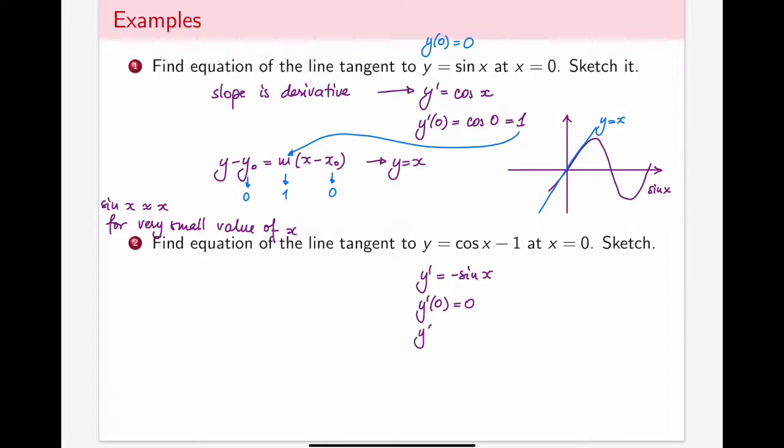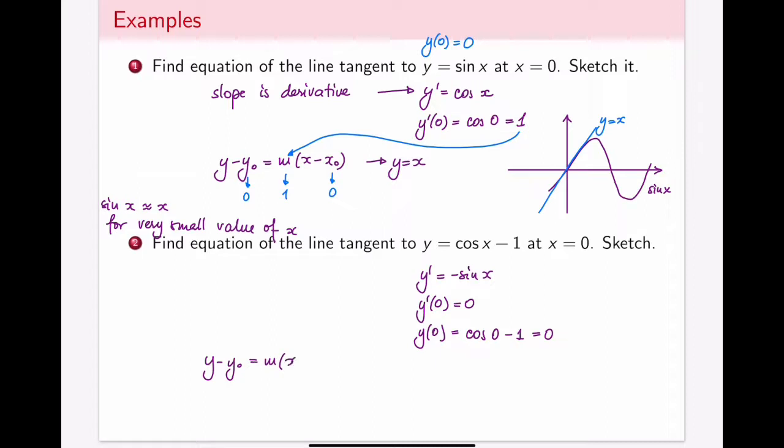And I also need to compute y of 0. I have my x coordinate. I need to plug it in to compute my y coordinate, which is going to be cosine of 0 minus 1. Cosine of 0 is 1. 1 minus 1 is 0. And then the rest of it is exactly the same as before.